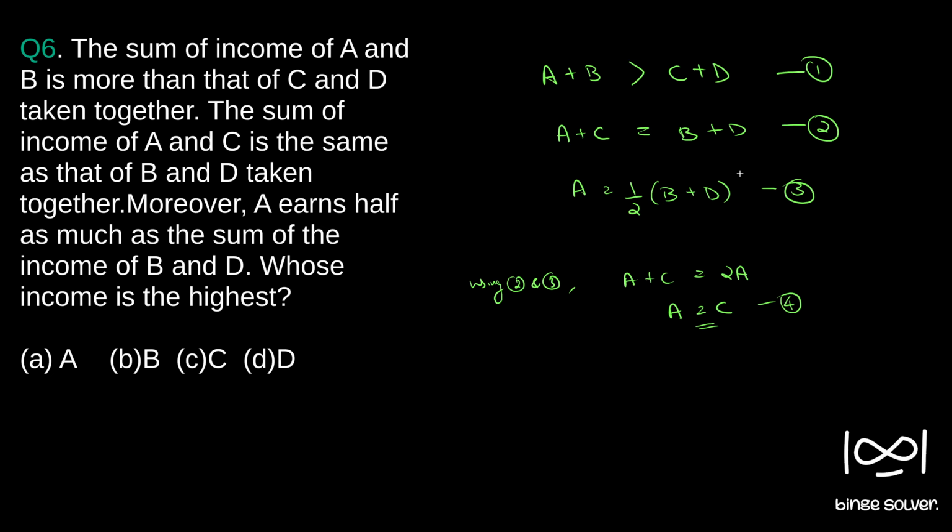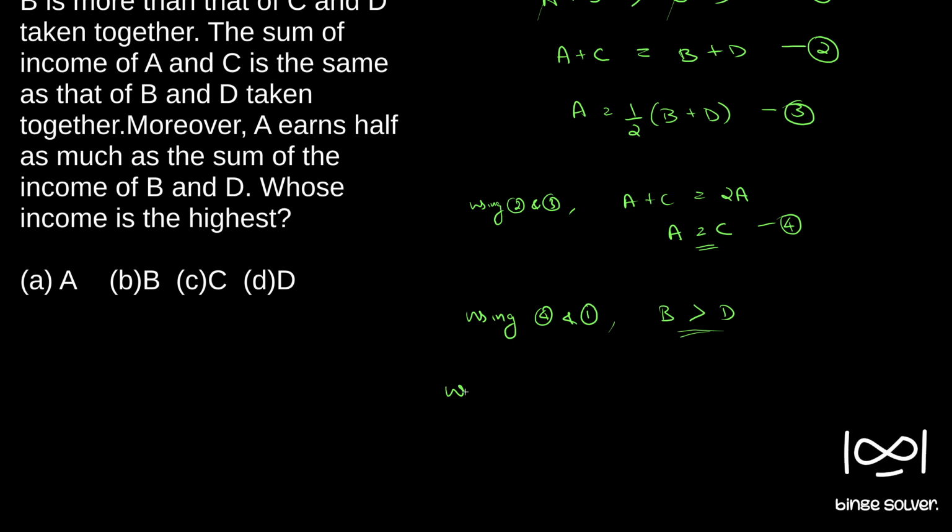Now since A is equal to C, using 4 and 1, if you cancel out A and C from this, since A is equal to C, we get B greater than D. So we have B greater than D. Now using 2, since B is greater than D, we have A equal to C and B greater than D. We have no relation between A, C and B, D. So we have to make that.